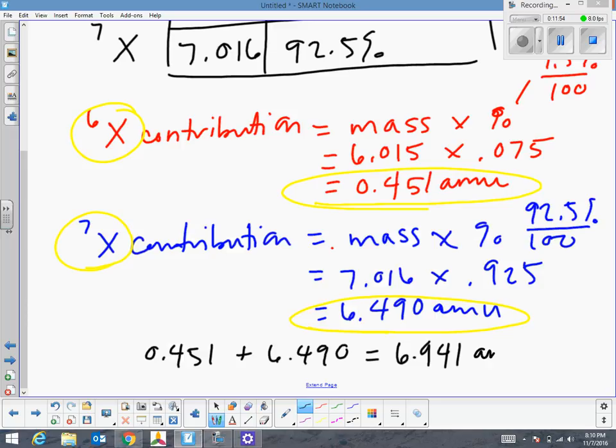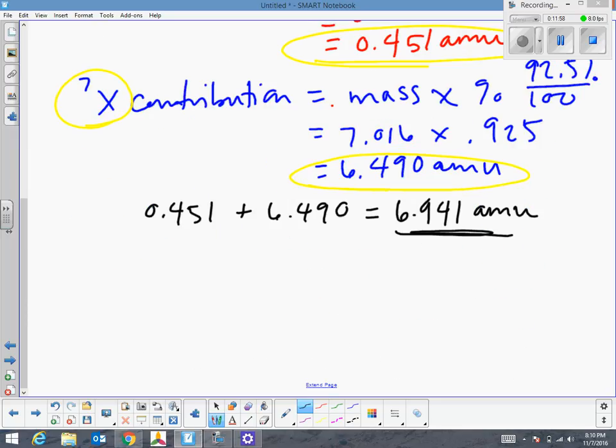6.941 AMU. And then you go to the periodic table and you figure out who on the periodic table has this atomic mass, because it takes into consideration the weighted percentage of those isotopes, and it is lithium.